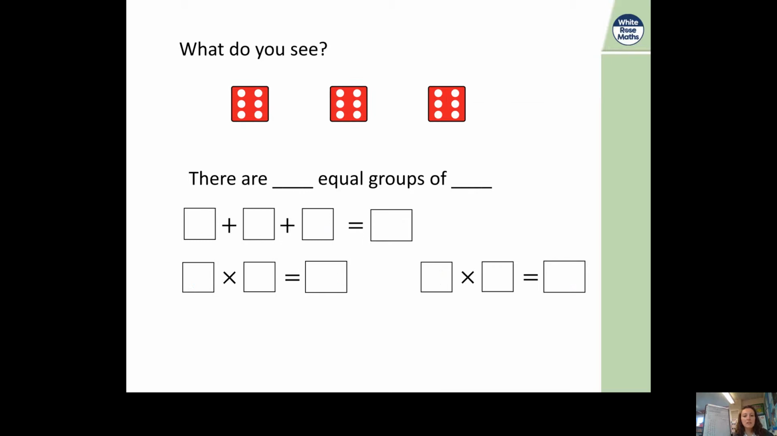Okay, similar question. What do you see? I can see there are 3 equal groups of 6 this time. We could write that as 6 add 6 add 6, which equals 18. Or we could write it as a multiplication. 3 times by 6 equals 18, or 6 times 3 equals 18. Because we know that multiplication is commutative, we can swap around those factors, but the product stays the same.